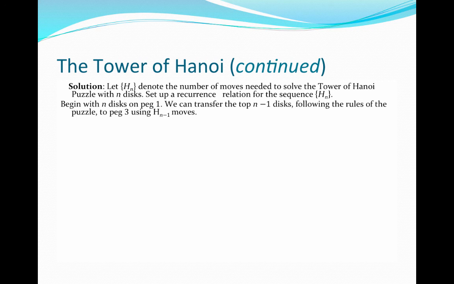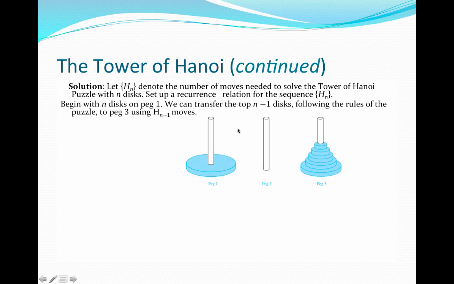Okay, so we use the fact that we can transfer the top n-1 discs following the rules of the puzzle to peg 3 using h sub n-1 moves. So recall that h sub n-1 denotes the number of moves to move n-1 discs, technically from peg 1 to peg 2. But notice that there isn't really any special relationship, so the number of moves doesn't change, whether we want to move from peg 1 to peg 2, peg 1 to peg 3, or even from peg 3 to peg 2, or peg 3 to peg 1. So no matter where we want to stack them, it's independent.